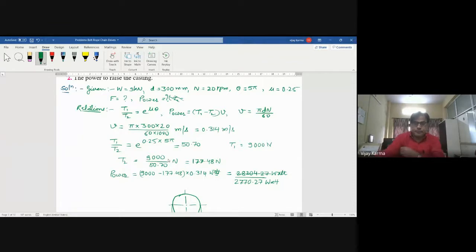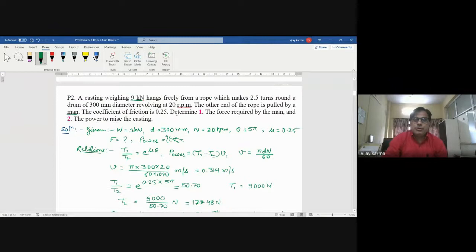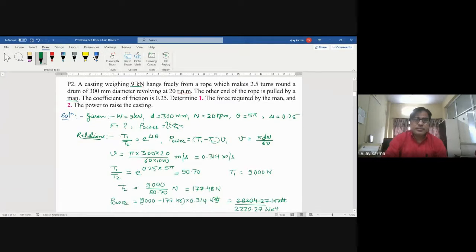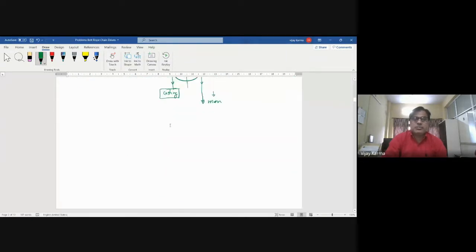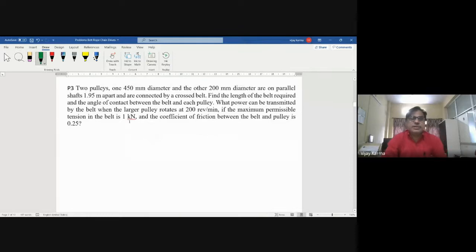So this is okay. So two things had to be calculated. One is the force required. The force required is 9,000 newton, and the power to raise the casting is 277.27 watt. Let's do the next problem also.